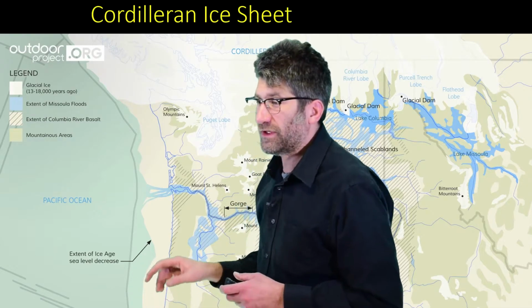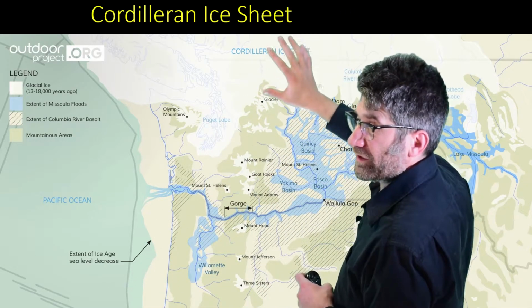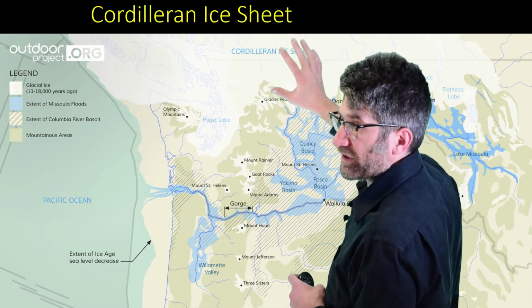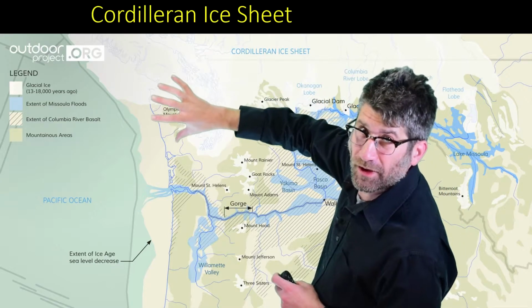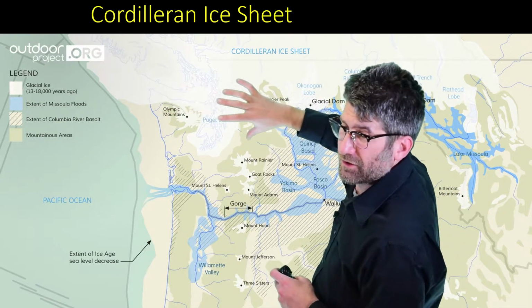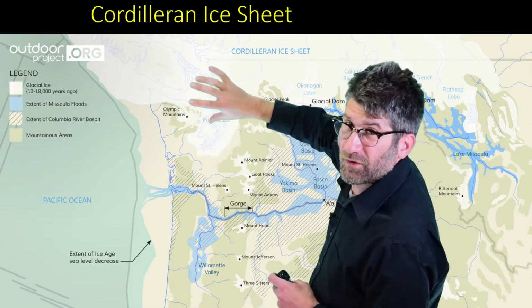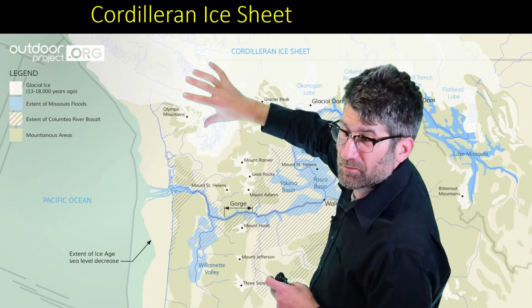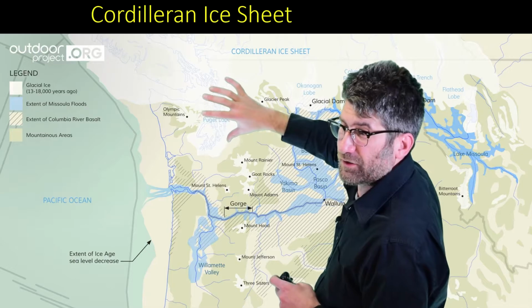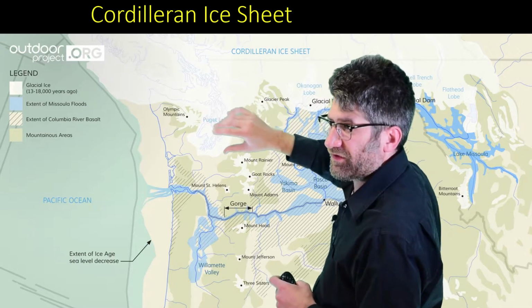If we zoom in in detail, here is the Cordilleran ice sheet that I mentioned. The Cordilleran ice sheet with the Puget Lobe right here that goes down into the Puget Lowlands. And so we've talked about how important that is for understanding mass movement associated with the landscapes of Seattle.